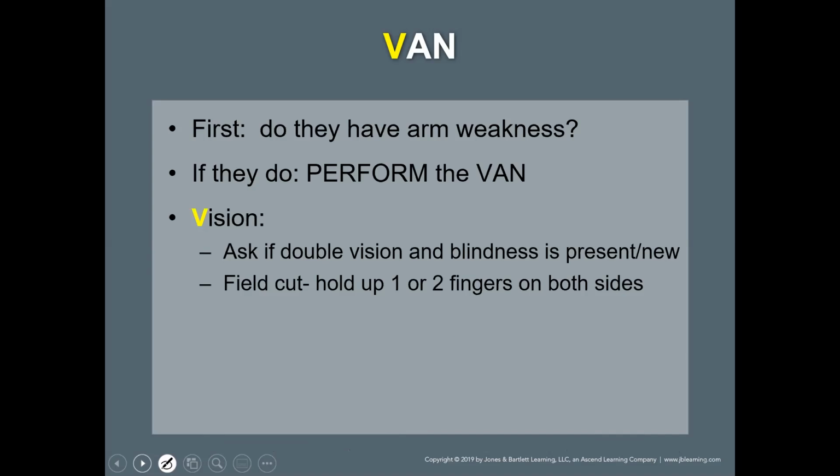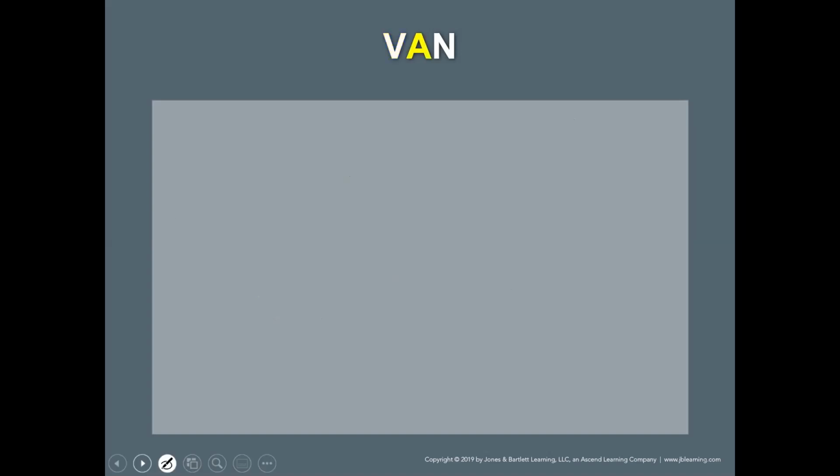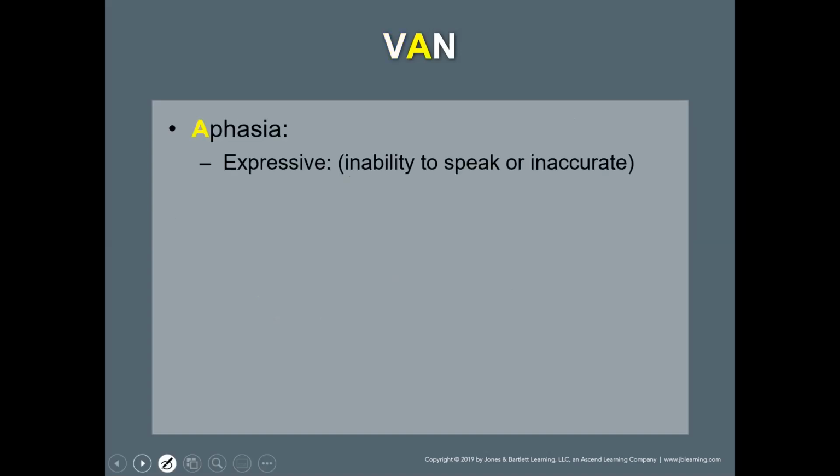So for the field cut, hold up 1 or 2 fingers on both sides of them, have them look at your face, and then hold up those fingers. Is their gaze to one side? So for vision, double vision, do the field cut, and is their gaze different? Okay. Then the aphasia part, have them name 2 objects.